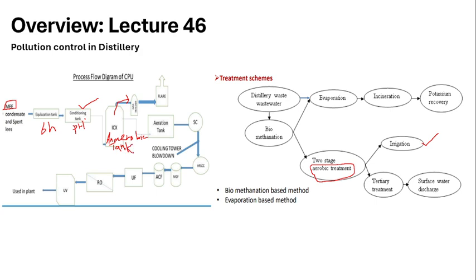Then the residual waste is again subjected to the aeration tank. The aeration tank, again, as I said, is the activated sludge process, a kind of aeration. Secondary treatment happens, and then we have the secondary clarifier. In the secondary clarifier, the settling of the sludge and the separation of the liquid stream is going to happen. So here, one of the major inputs is the MEE, the multiple effect evaporator. This is going to bring the condensate and spent wash for the treatment.